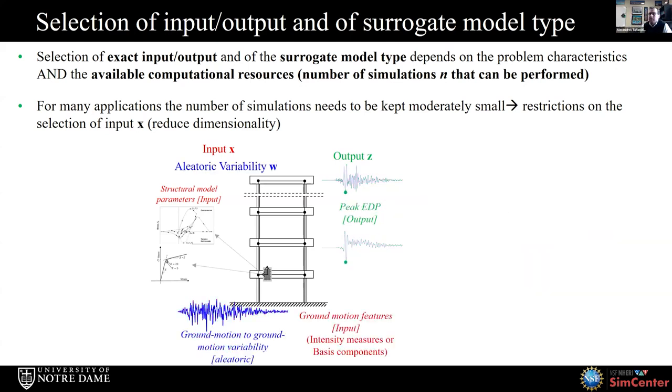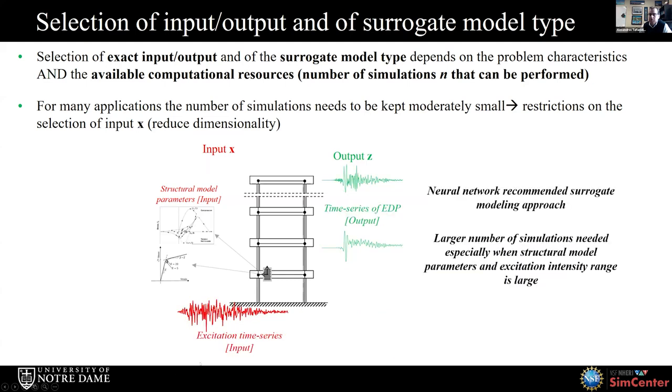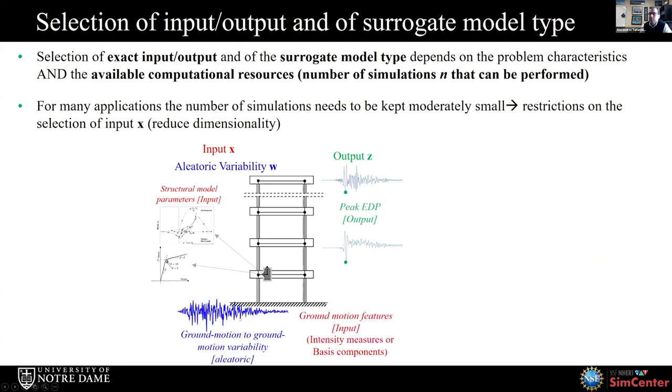Now, the other alternative is not to use the whole time series as an input. You're going to say, look, I'm going to use some ground motion features. This could be basic intensity measures, or it could be some basis components from the stochastic expansion of your ground motion. And then I'm going to hide everything else, the ground motion variability, into the aleatoric. And in this case, your output is not going to be the time history. It's going to be just the peak EDPs.